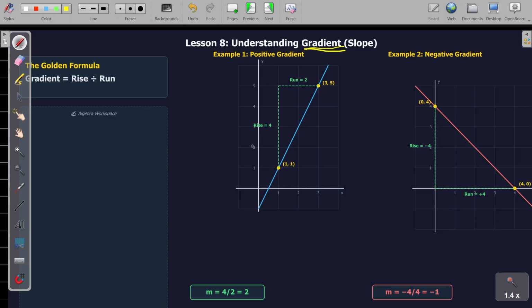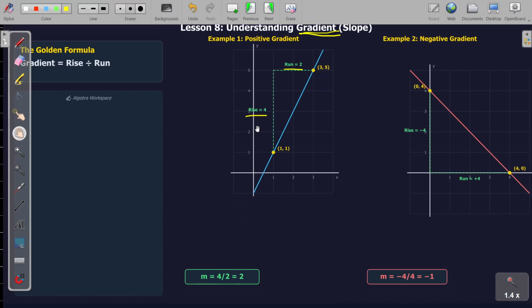Vertically, we go from 1 up to 5, and that is a rise of positive 4. We can see that right here, rise 4. And then for the run, how far do we have to run horizontally to reach the second point? We go from 1 across to 3, and that gives us a run of 2. So our gradient for the first example is the rise, which is 4, divided by the horizontal run between the two points, which is 2, and we have a gradient of 2.